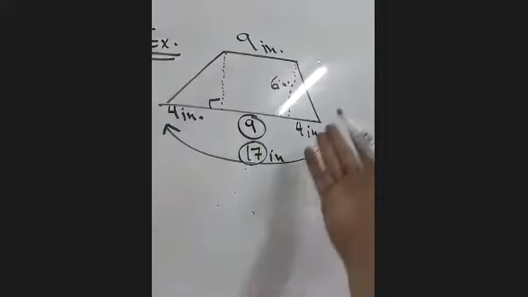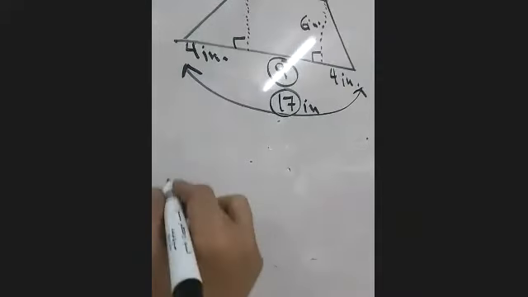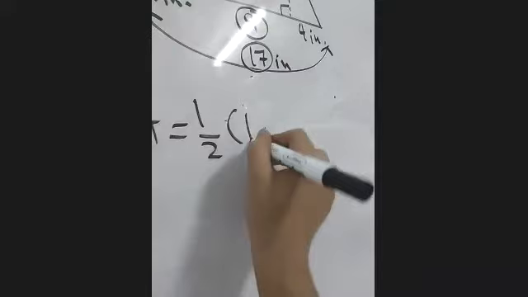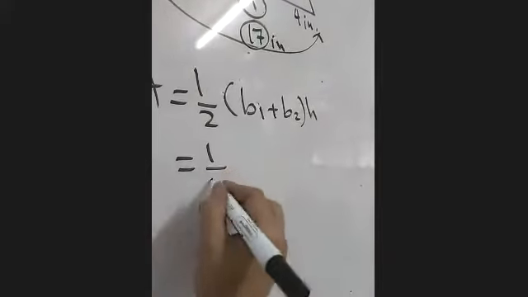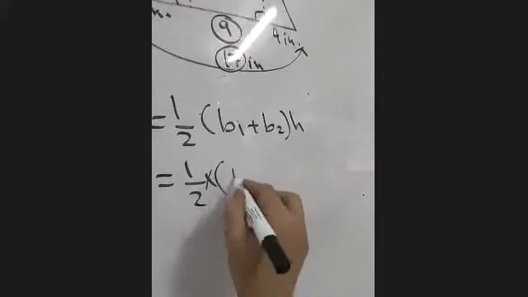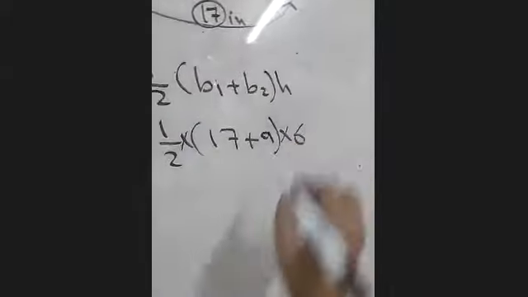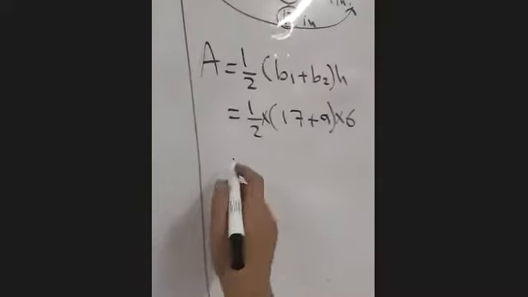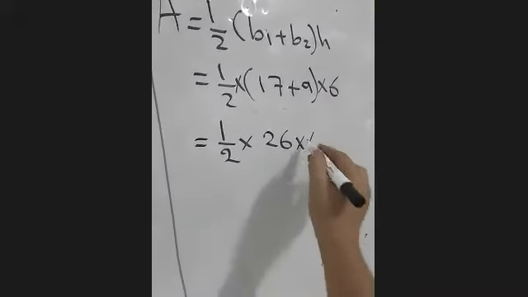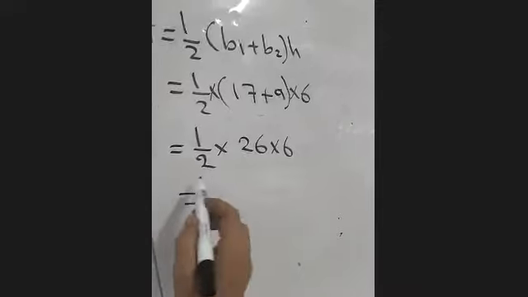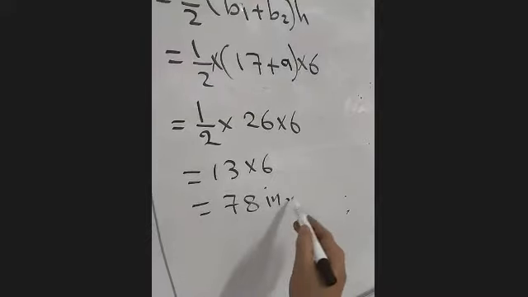So I have base 1, which is 17. Now what's the area? Area will be half B1 plus B2 multiply height, equal half multiply B1 17, B2 given 9, multiply the height given 6. Calculate: half multiply 17 plus 9, 26, multiply 6. Half of 26, 13, multiply 6 is 78 inch squared.